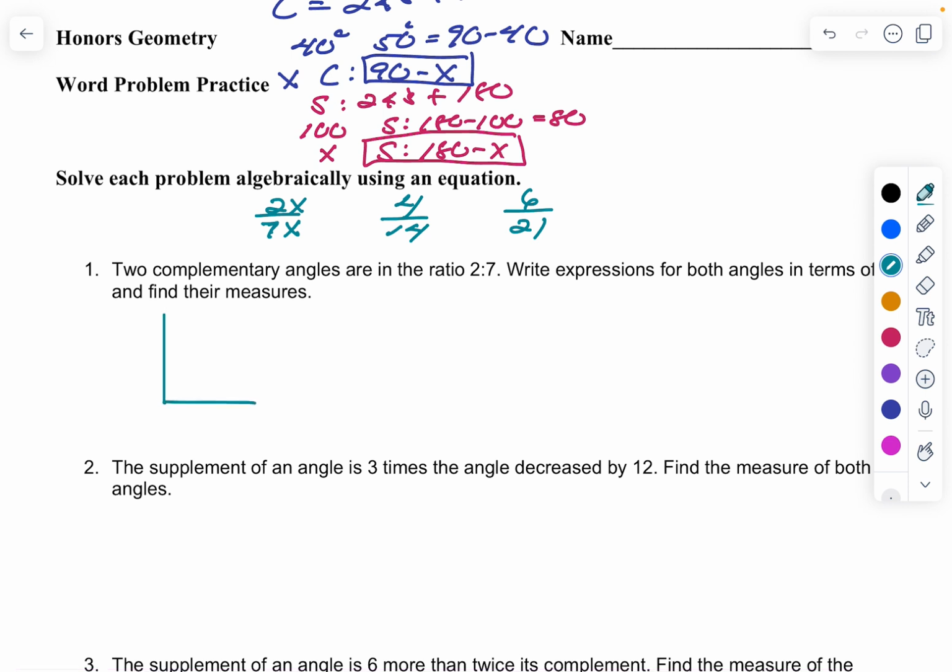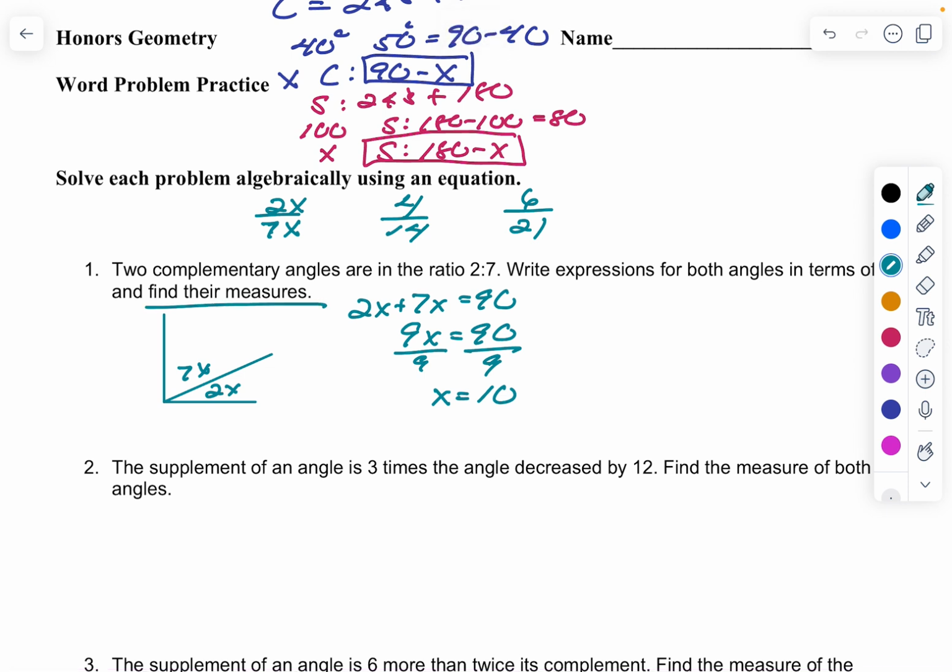We've got two complementary angles. And so what this is telling me is they are 2x and 7x. They would have a ratio of 2 to 7 if you put one over the other. So our equation then is going to be 2x plus 7x equals 90. 9x equals 90. x equals 10. Now remember, we're not done because it's saying find their measures, right?